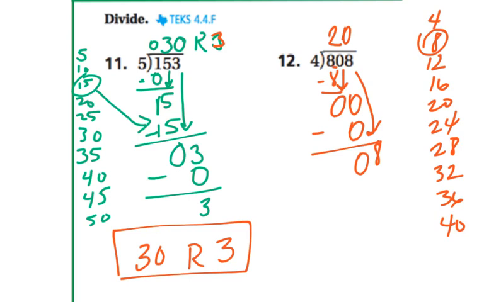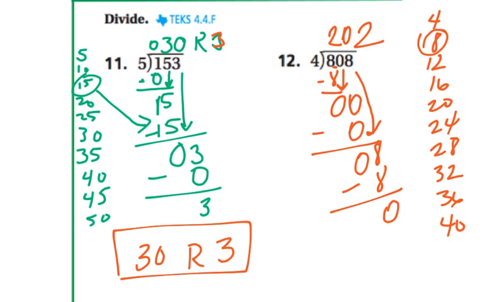And I ask myself, how many times does 4 go into 8? Well, we already said that was 2 times. 4 goes into 8 2 times. So I put the actual multiple underneath the 8. Then I subtract. 8 minus 8 is 0.